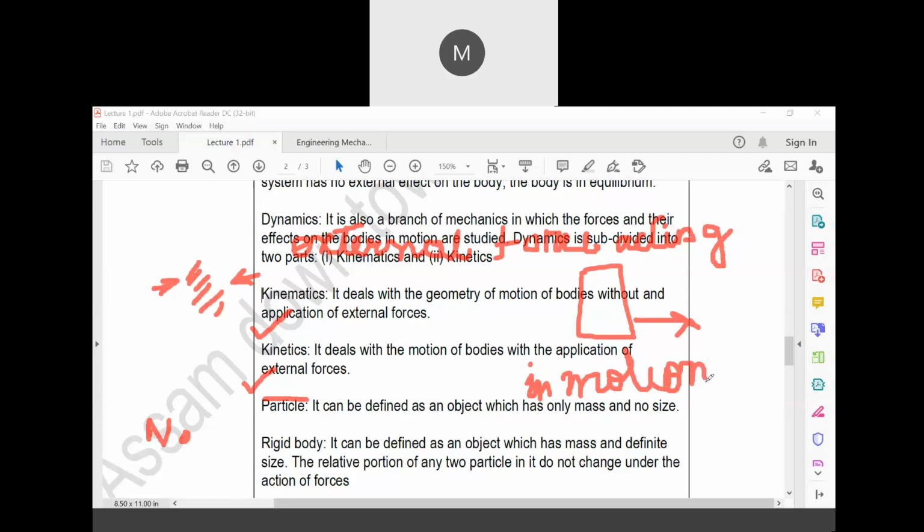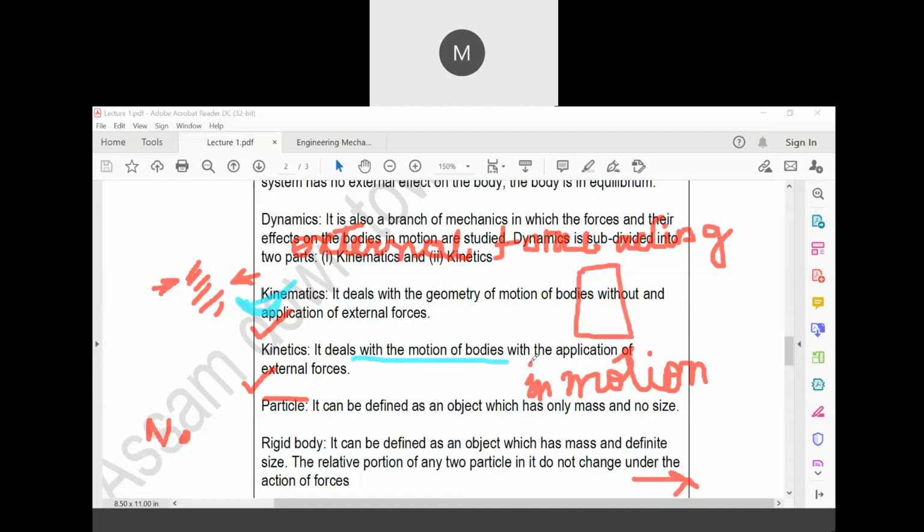Now here, if the body is in motion, there are two cases. In one case, external force is active, and in one case, there is no external force. Only the body is moving. Now, if the body is moving without any external forces, then this is called kinematics. Okay?